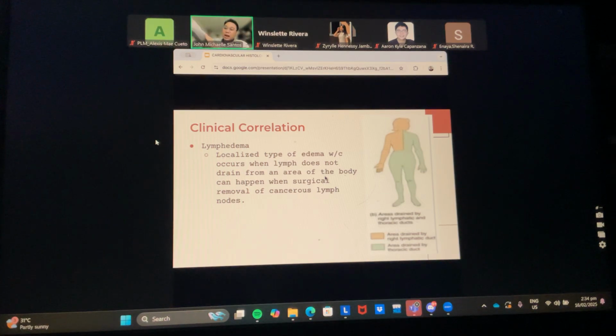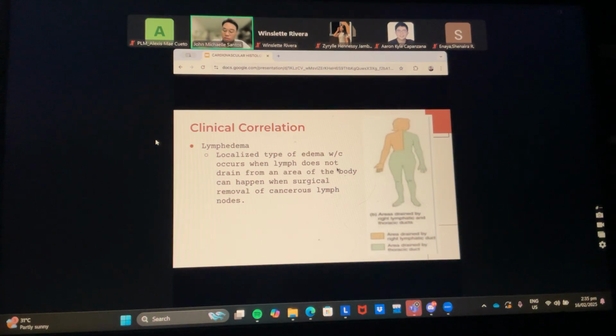Kasi once na nagkamali ka dyan in your venipuncture, nag-sip out yung blood, sino ba yung magde-drain nun? The lymphatics, di ba? Since madaming natanggal na lymph nodes dun sa breast, possible na hindi na bumalik kasi yung lymph fluid na nag-accumulate sa tissues mo, mamamanas na yung right arm nila. Okay? Hindi na maibabalik.